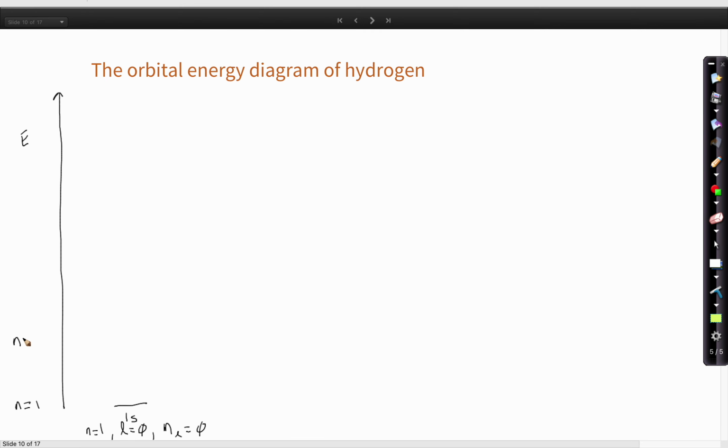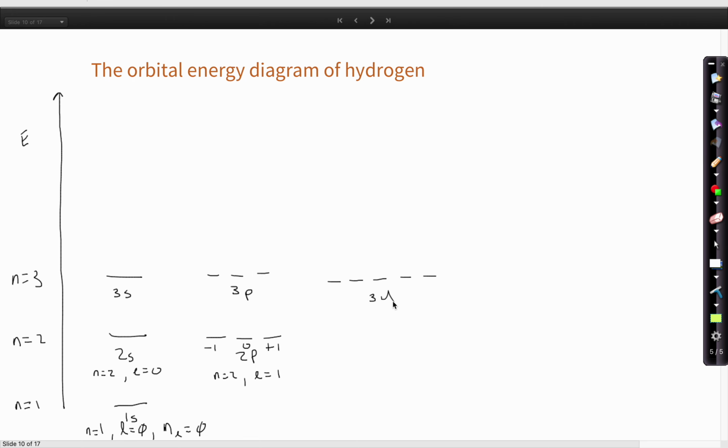And then we go up to n equals 2, and we have a 2s orbital, but we also have a set of 2p orbitals. So this would be n equals 2, l equals 0, and m sub l, of course, is 0. Then here we would have n equals 2, l equals 1, and we would have minus 1, 0, and plus 1 as the combinations for these 3 orbitals. Then we go up to n equals 3, and we would have a 3s, a set of 3p's, and a set of 3d's.